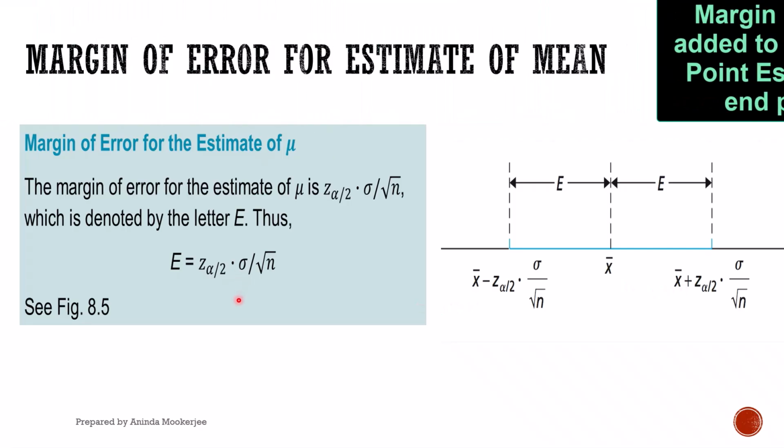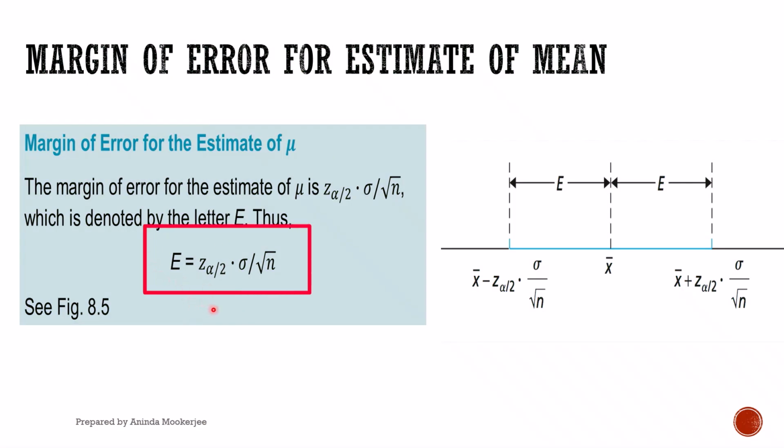The formula for the margin of error is z of alpha by 2. So we have to find the z value of alpha by 2 and then multiply it by sigma divided by square root over n. Now this particular formula applies to studies on one population mean when the population standard deviation is known. Depending on your study, this formula is going to be different.